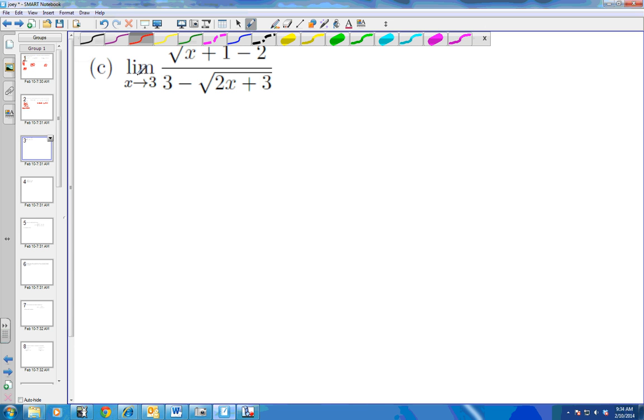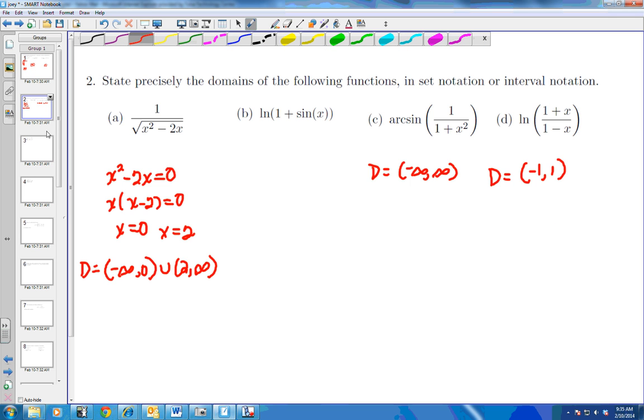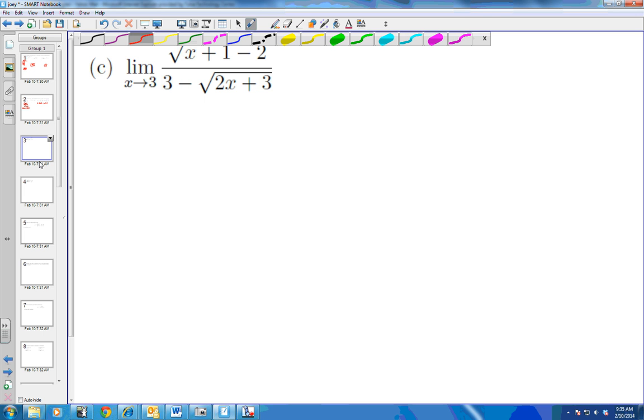Okay, this is number, I forgot what number it is, but it was one that I didn't do last night. So this is part C where you're finding the limits. I think it must be number 3. Yeah, number 3, part C.